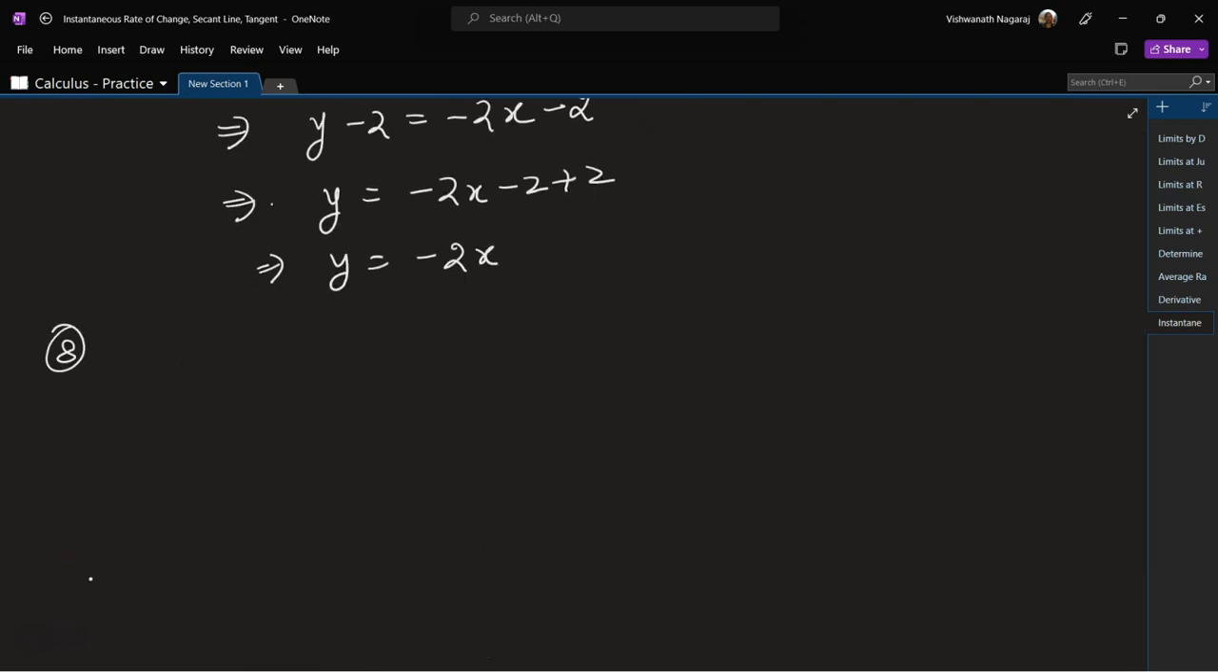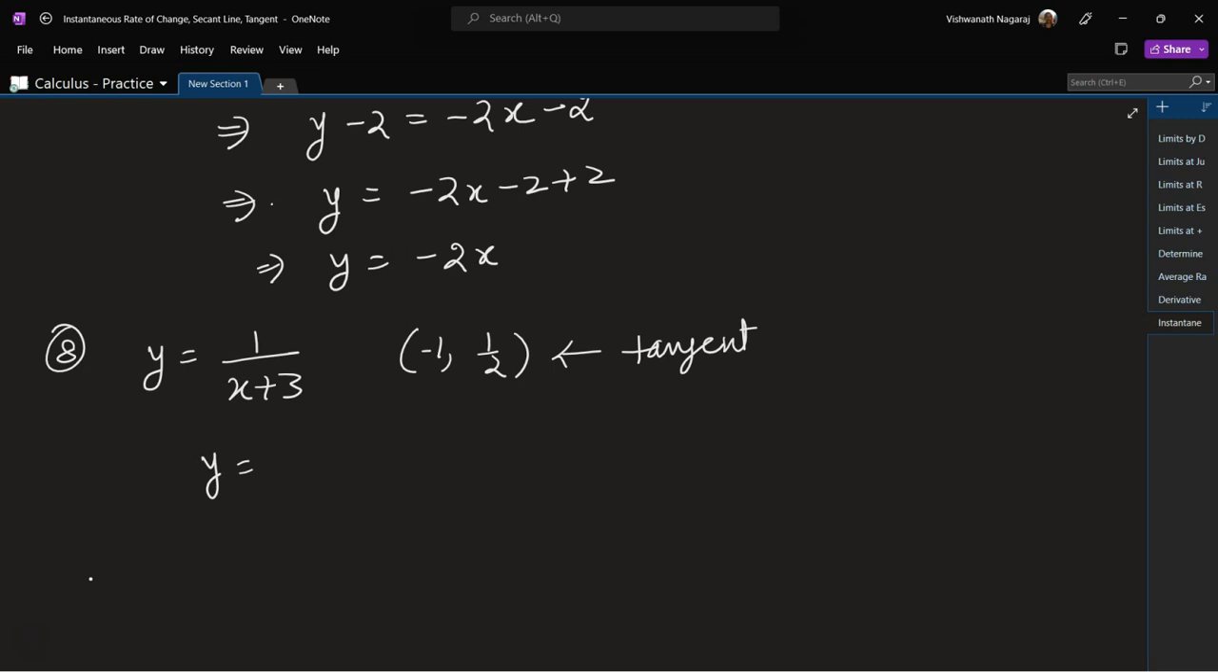Okay, 8 1, y is equal to 1 by x plus 3 is the curve that is given to us, the function that is given to us. And we are given a point. And we have to figure out the tangent line at this point.